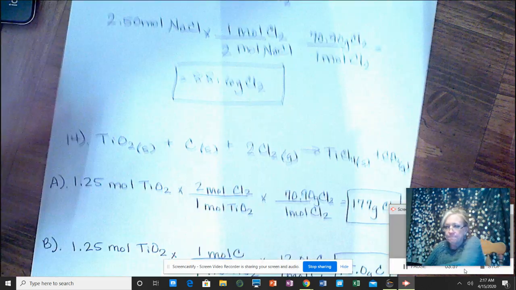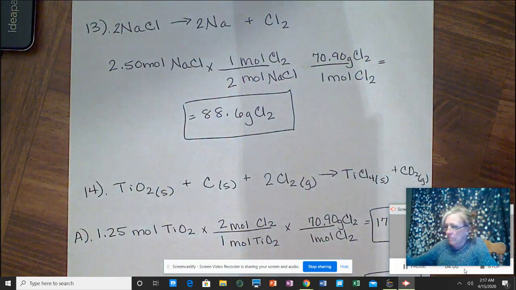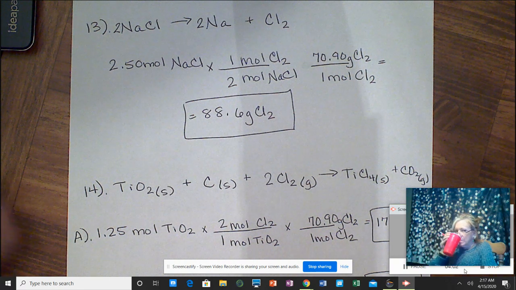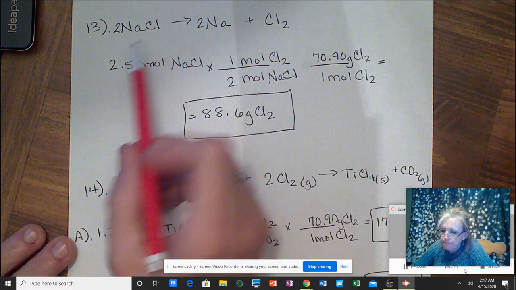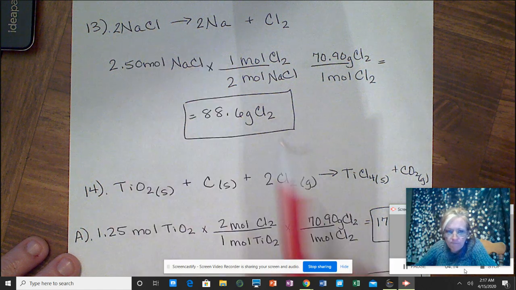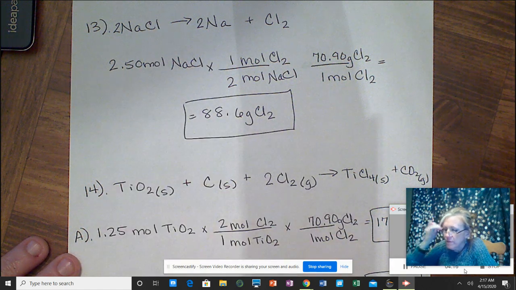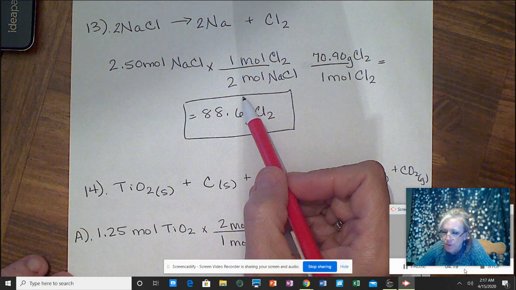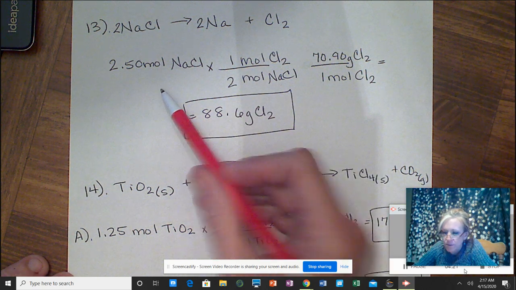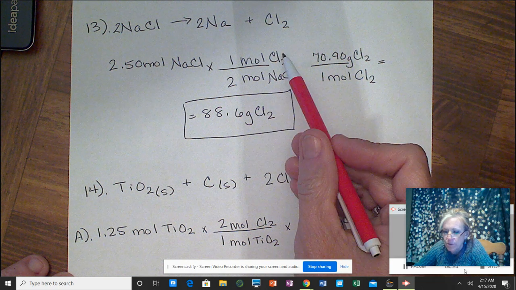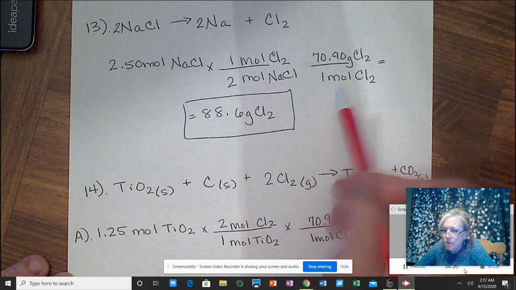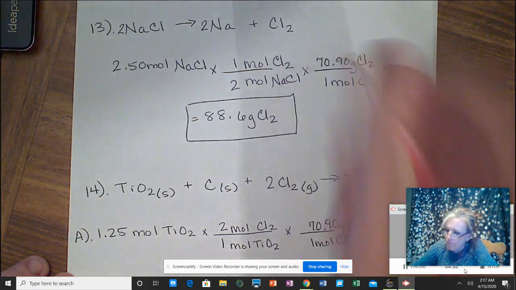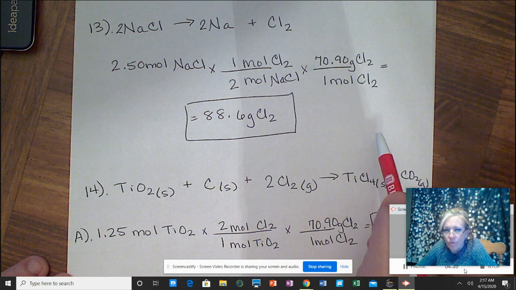Number 13. All right. I'll give you a second to look over those. Okay. Write your balanced equation. We start off with 2.50 moles of sodium chloride. We don't have to change it to moles because it's already in moles. Write your mole to mole ratio. Moles of what you're going to goes on top. Moles of what you're going from goes on the bottom. Then we're going to change it to grams of chlorine.